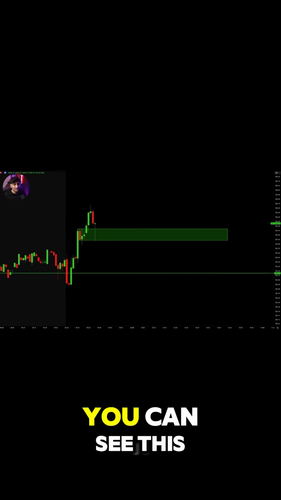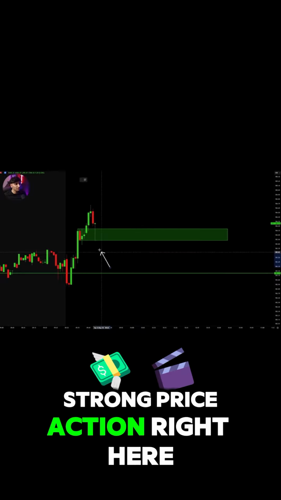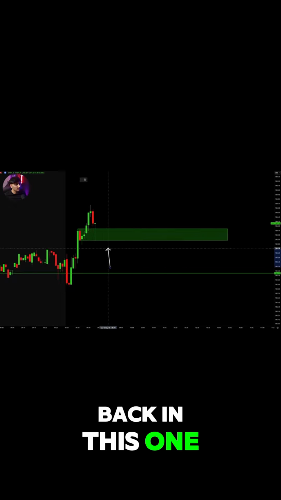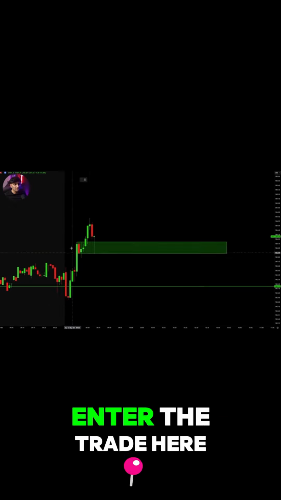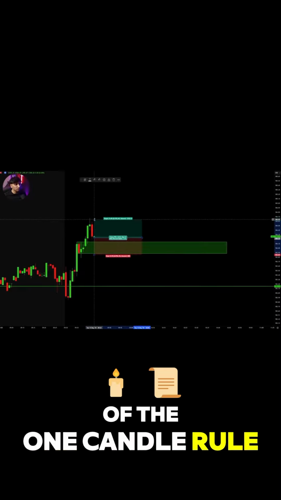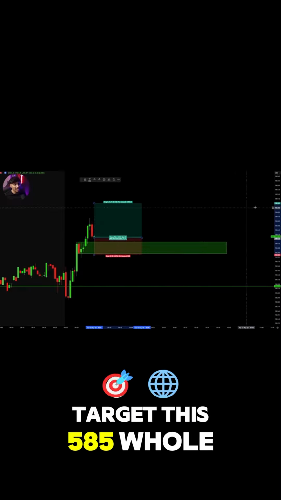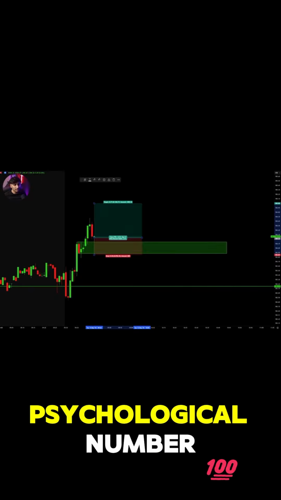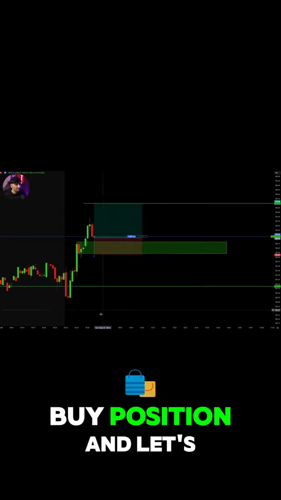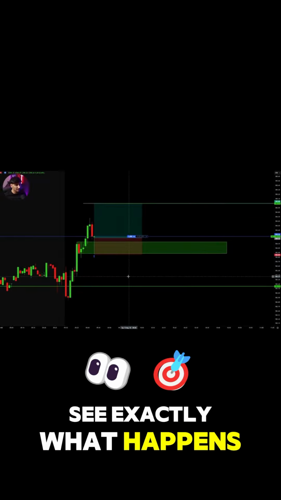And just like that, you can see the strong price action right here, showing that buyers are aggressively stepping back in at this 1 candle rule. We can look to enter the trade here. Our stop loss would simply be a break of the 1 candle rule. And here we can target this 585 whole psychological number. This would be our profit target right here. Let's enter into a buy position and let's see exactly what happens.